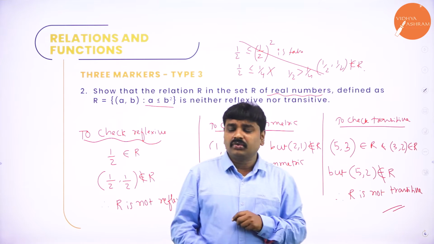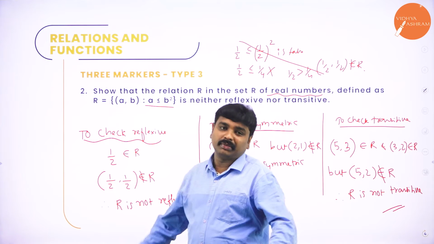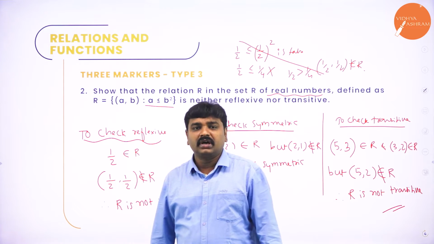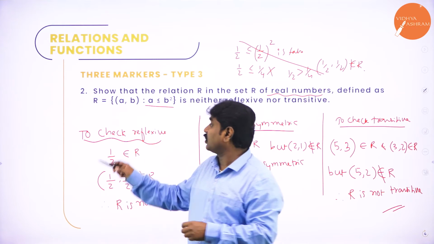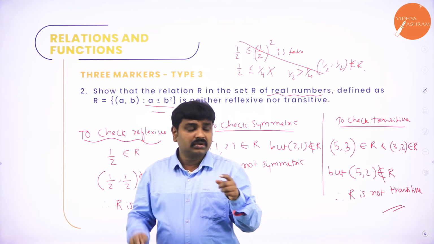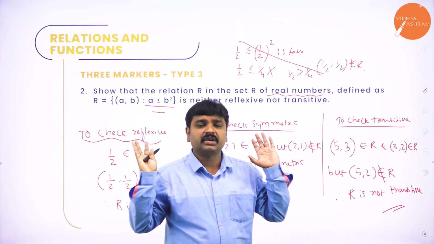To prove not reflexive, the best example is 1/2, 1/2. 1/2 is a real number. And to say not symmetric, 1, 2, 1. Less than or equal to b square. Transitive: 5, 3, 3, 2, b cube, but 9, 3, 3, 2. If you remember, the game is done.